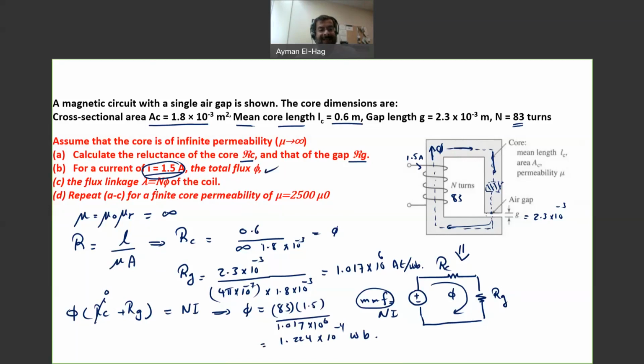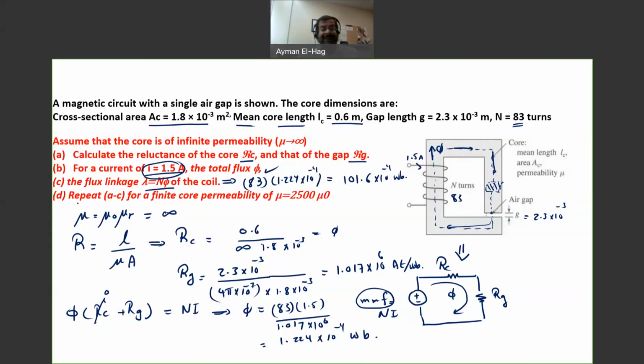You want to find the flux linkage, very straightforward. The flux linkage is just the number of turns times the flux, so we can easily find that. N is 83 times the flux, which is 1.224 times 10 to minus 4. And this will give me 101.6 times 10 to minus 4 Weber. Okay. Now we are done with A, B, C.